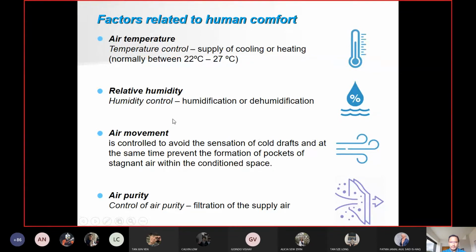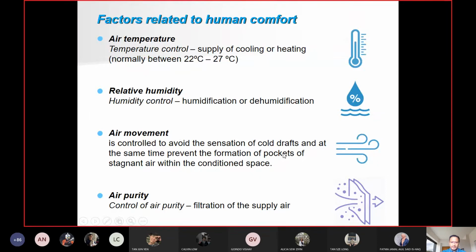Humidity, depending on the aircon, maybe a high-end one, you can control that as well. Basically it brings in certain moisture, like I mentioned earlier. So you need a certain moisture level in the space to maintain the humidity inside the space. And then air movement.